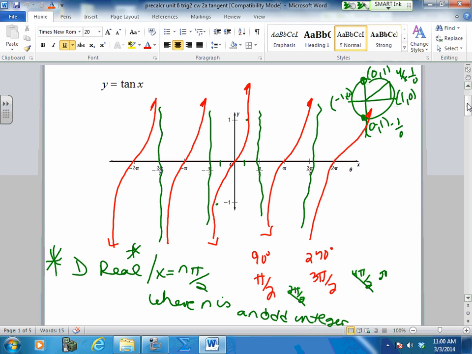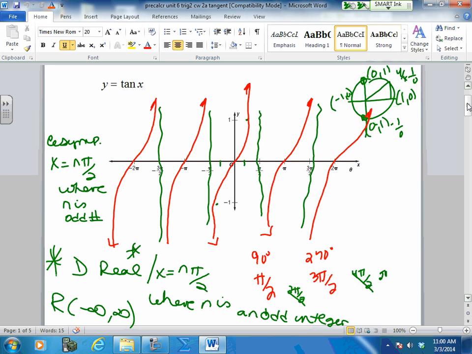Okay? What's your range on this? All real numbers. Good. They keep on going and going and going. And your asymptotes fall at, are they y equals or x equals lines? X equals n pi over 2, where n is an odd number. At my 1 pi over 2, at my 3 pi over 2. All the things that I cannot use in my domain will be where my asymptotes are. Does that make sense? Right?